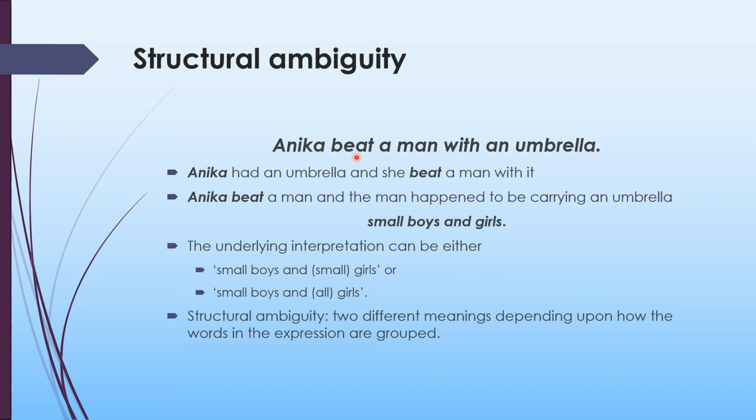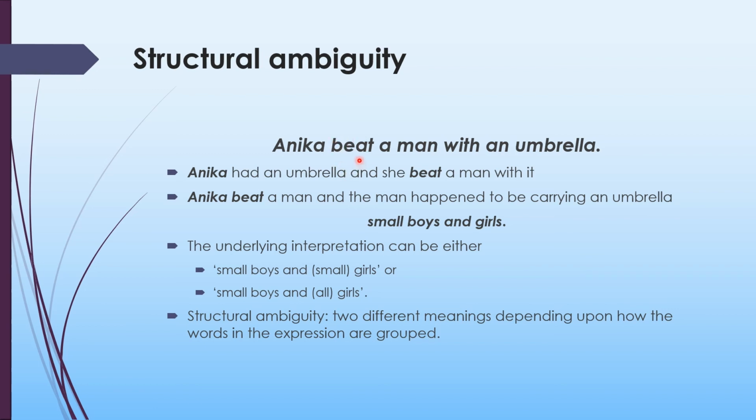Still, we can have some issues and some challenges in sentence structure. For example, look at this sentence: Anika beat a man with an umbrella. I don't know what that particular man did, but Anika beat a man with an umbrella. There should not be an s here because I am referring to the past tense, so beat is also the past form of beat.